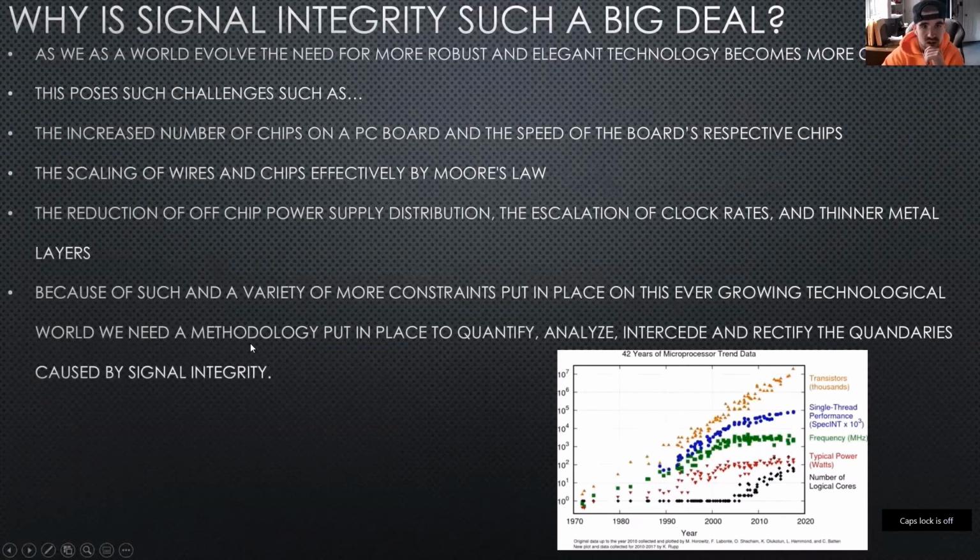Why is signal integrity so important? As we as a world evolve, the need for more robust and elegant technology becomes more critical. This poses challenges such as the increased number of chips on a PC board and the speed of the board's respective chips, the scaling of wires and chips effectively by Moore's law, the reduction of off-chip power supply distribution, and the escalation of clock rates and thinner metal layers.